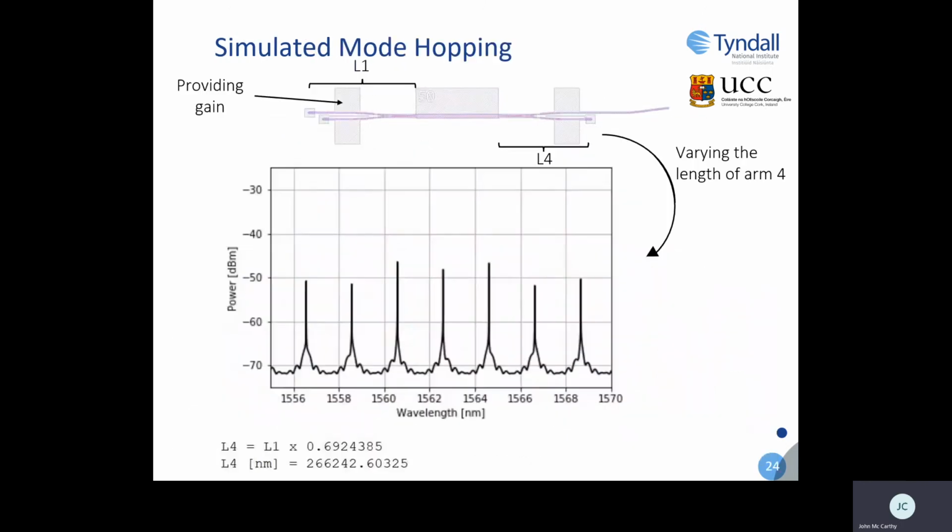So again, we can plot this simulation in dBm, and as you can see, we attain significant mode hopping by varying the length of one of the arms by a fraction of a nanometer. So ideally, we can think that this would be more sensitive than the slotted Fabry Perot.